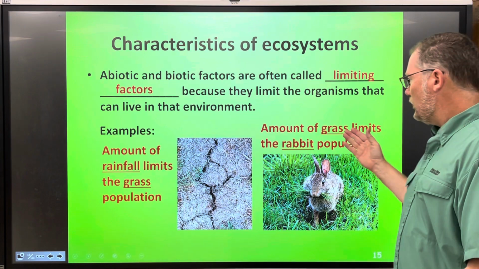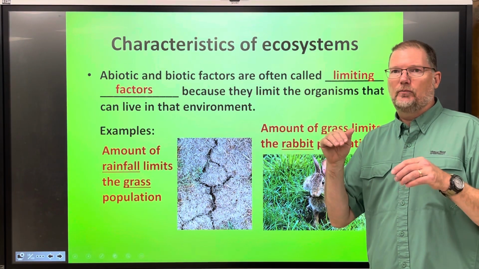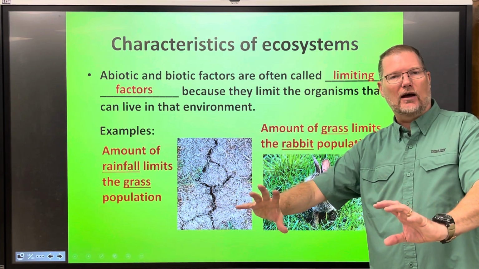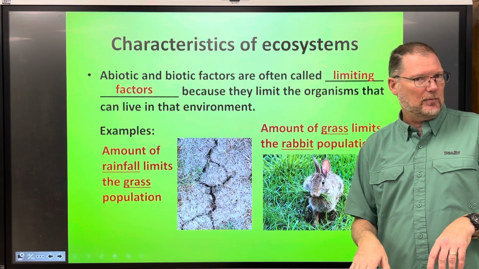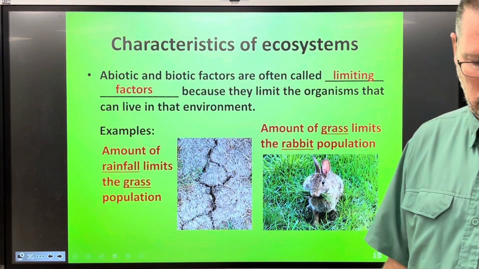And then if a rabbit population is large or small, you're going to have different numbers of dens dug into the ground where the rabbits have their babies. So that's also going to affect the factors.